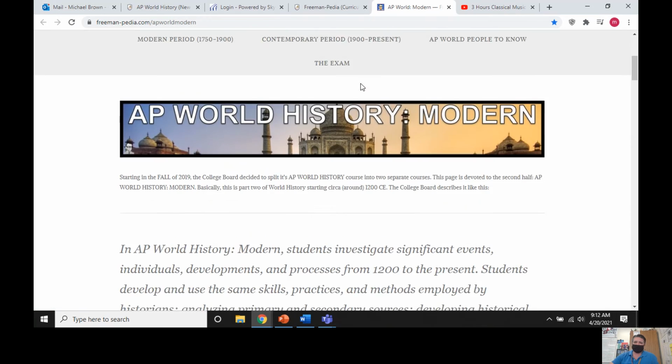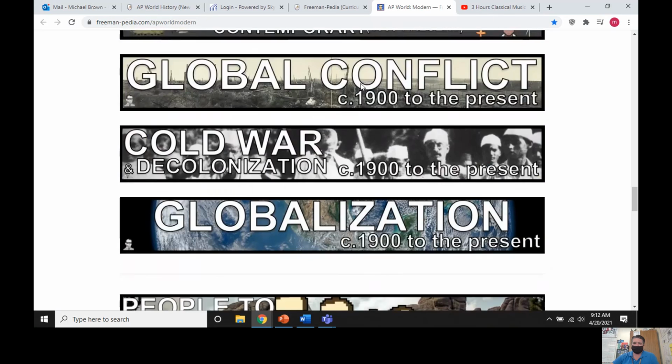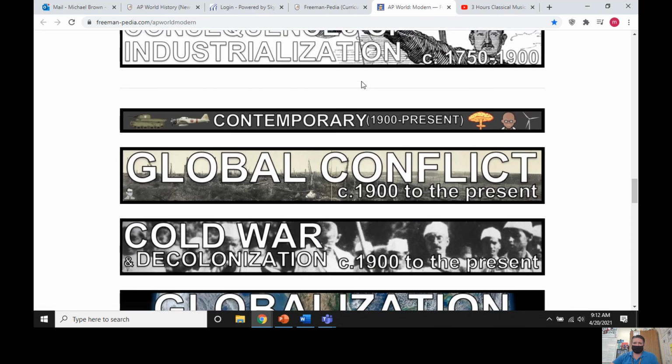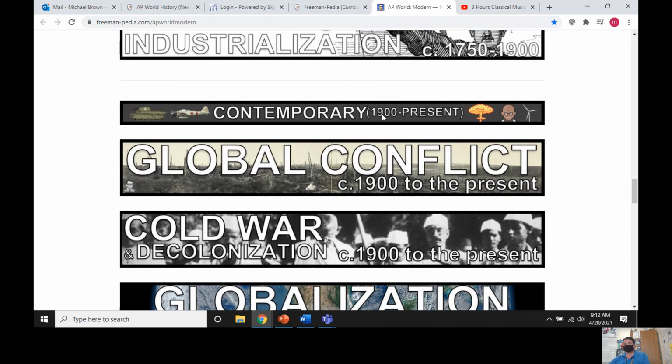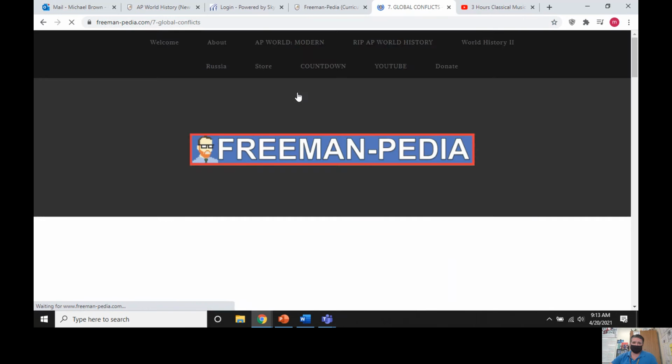First, you got Freemanpedia, which a lot of his stuff is just pictures and maps and stuff, but they're pretty good. I use a lot of them when we review. But like, let's say, where are we? Our test that's coming up tomorrow is 1900 to the present. So you click on each one of these: global conflict, Cold War, decolonization, globalization, what we just finished. We'll just do, I don't know, global conflict.